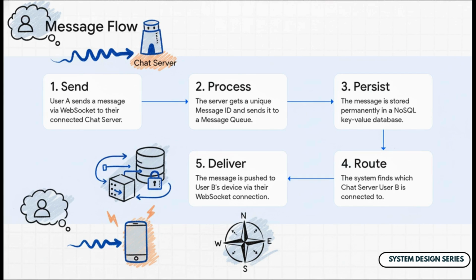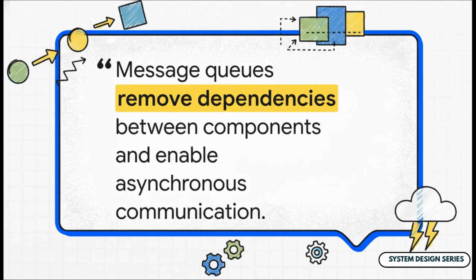Right away, the server does a couple of things. It stamps the message with a unique ID, super important for keeping things in order later, and then it immediately passes it off to something called a message queue. We'll get to why that's so important in a sec. At the same time, it saves the message in a database. Then the system acts like a switchboard operator. It finds out which server your friend is connected to and pushes the message down their WebSocket to all of their devices. Simple, right?